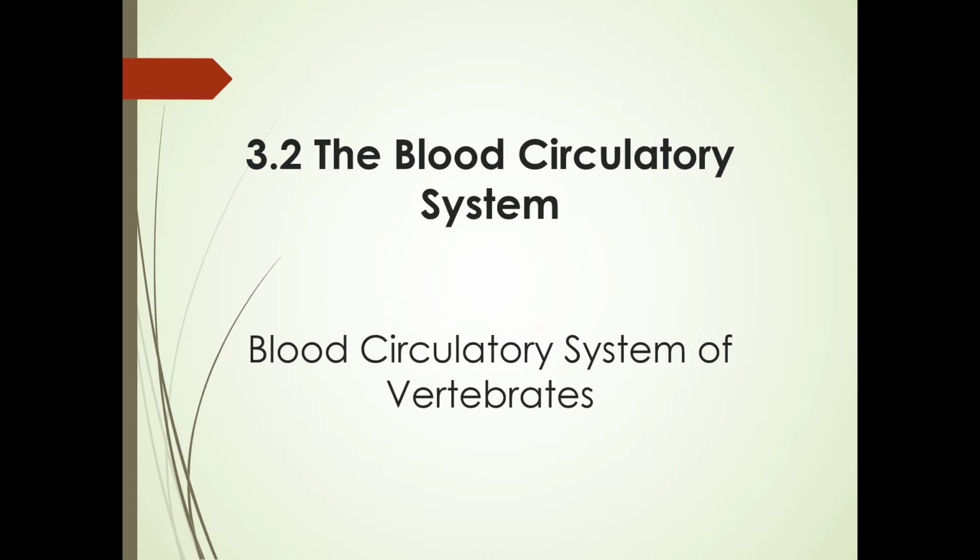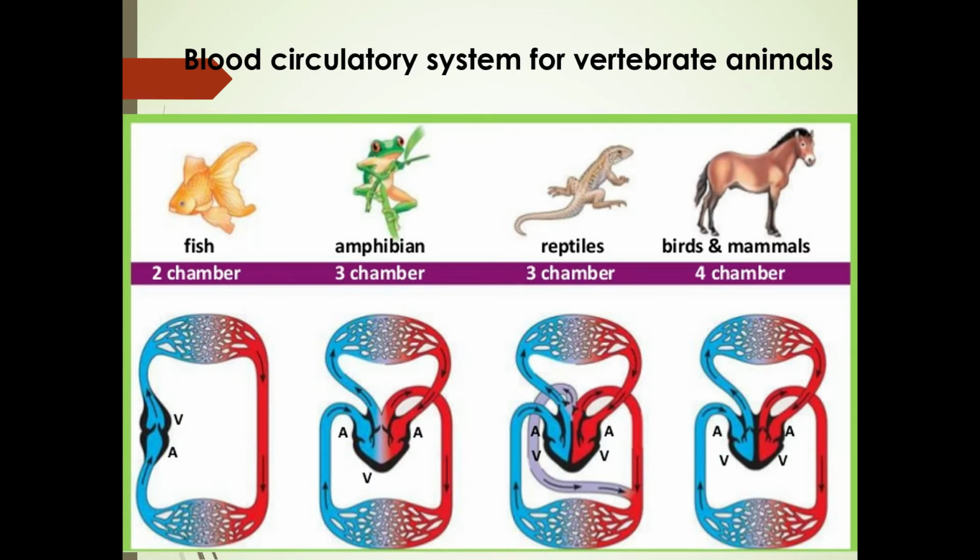And then the blood circulatory system of vertebrates. The first one we see is the fish. Before this we already learned how gas exchange works for fish. They just use the gills. Inside the gills they have filaments, and then they have lamellae. I think I already taught you that, and I hope you can still remember. Fish only have two chambers, the ventricle and atrium.